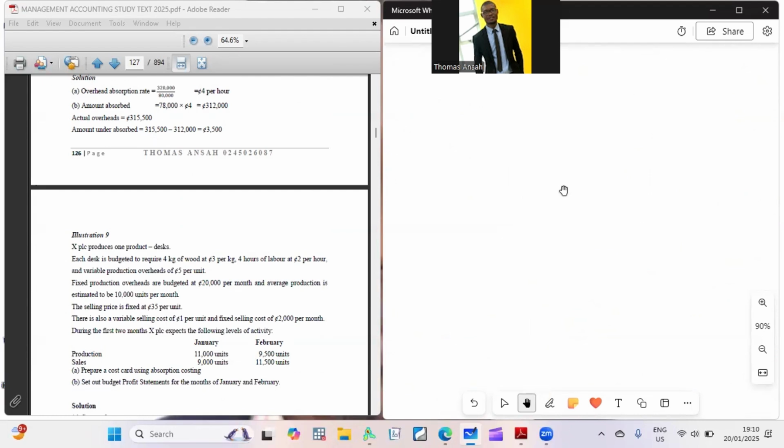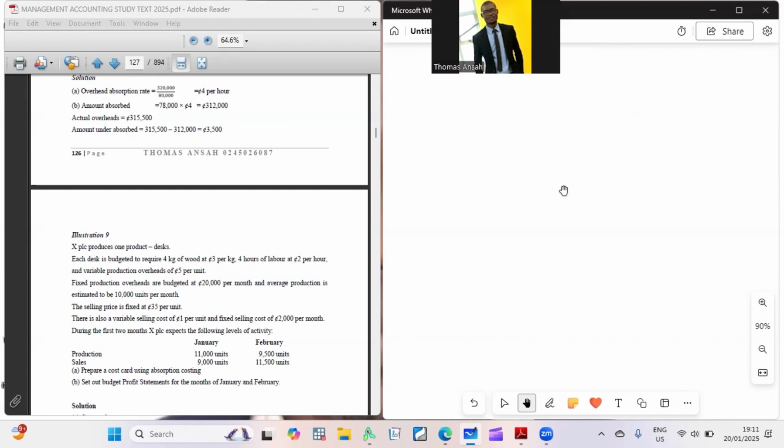It says XPLC produces one product, that is desk one. Each desk is budgeted to require 4 kg of wood at a price of 3 per kg. Then we have 4 hours of labor at 2 cedis per hour. These are all direct labor and direct material. The variable cost of production is 5 cedis per unit. Fixed production overheads are budgeted at 20,000 per month.